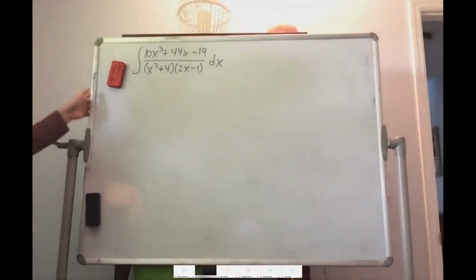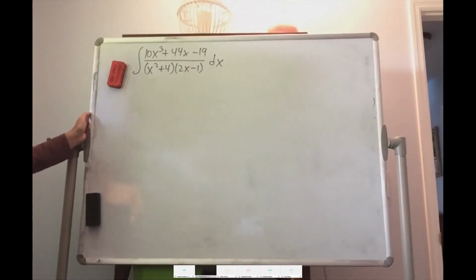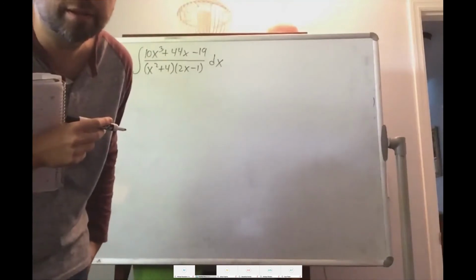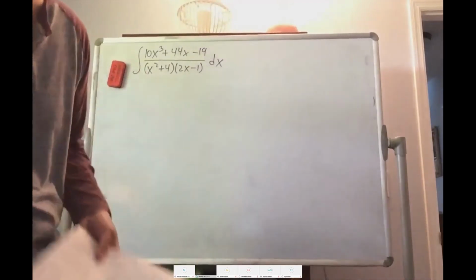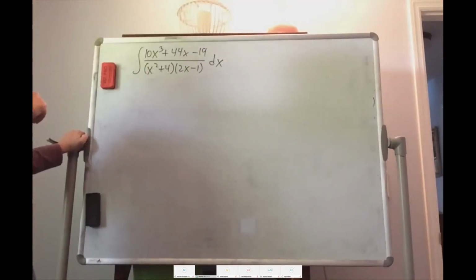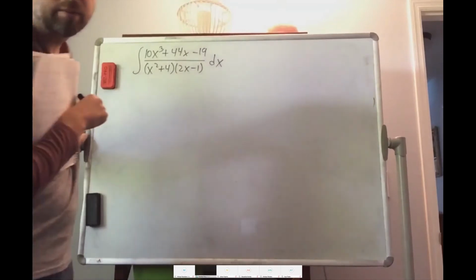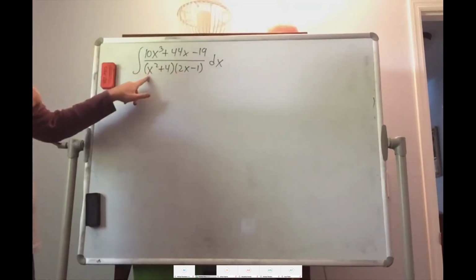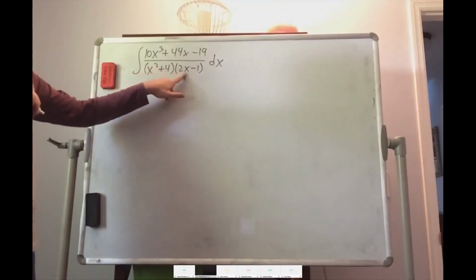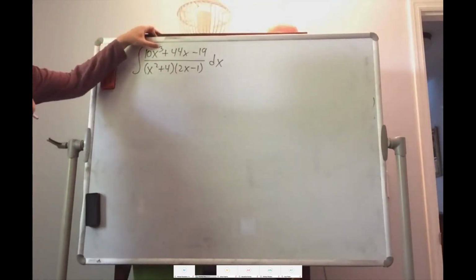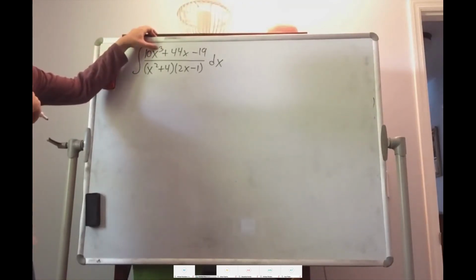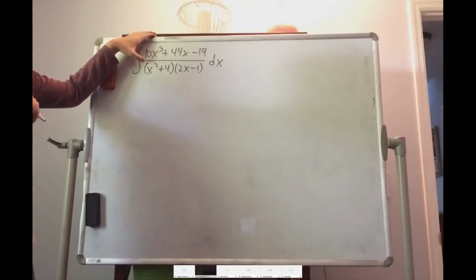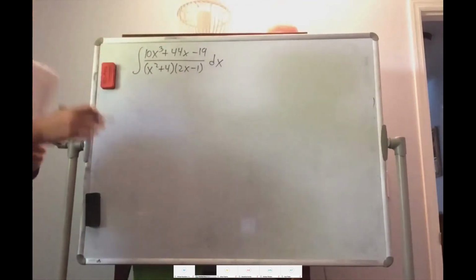Okay. 10x cubed plus 44x minus 19, all over x squared plus 1 times 2x minus 1. Okay, here is why this is such a hard problem. Notice that the bottom is a power 3, x squared times 2x. The top is also power 3. And therefore, since the bottom is not a larger degree than the top polynomial, that makes this fraction an improper fraction. And that means we've got to do the very long work of polynomial long division.